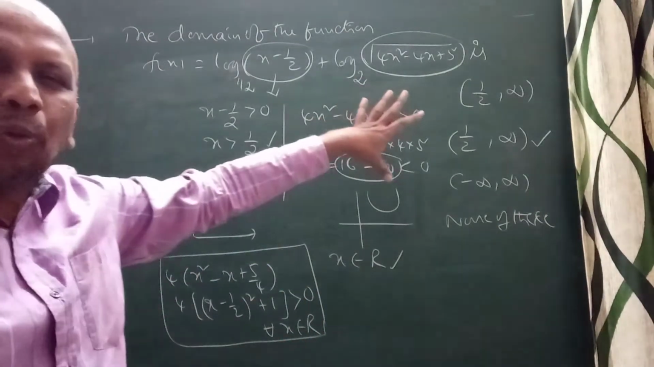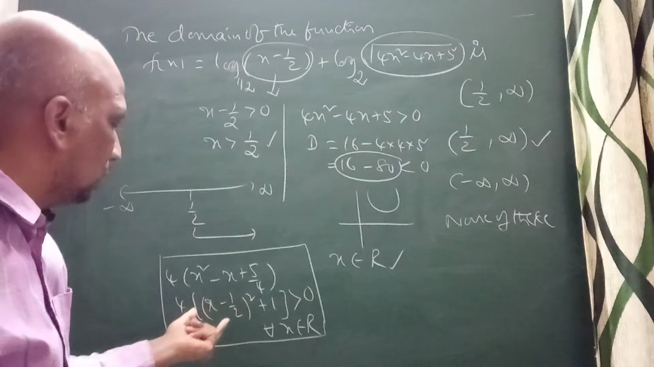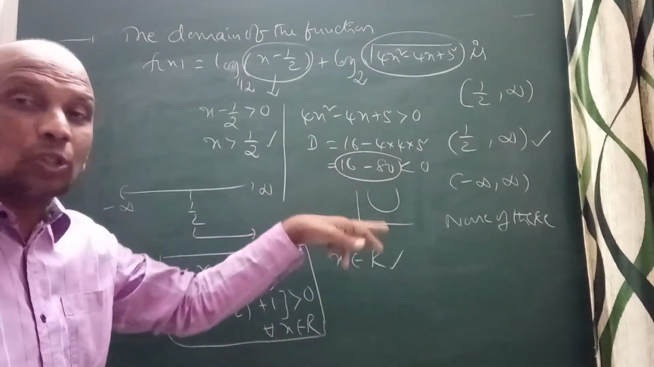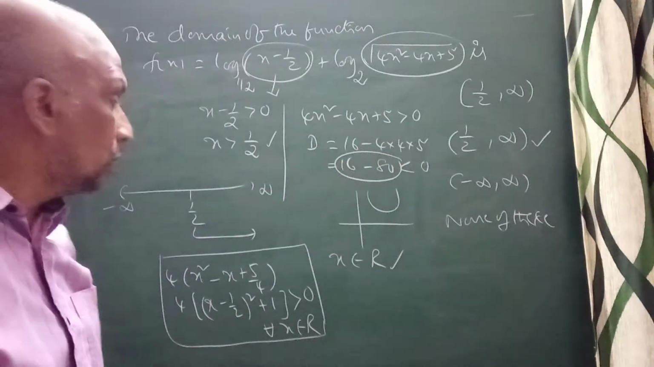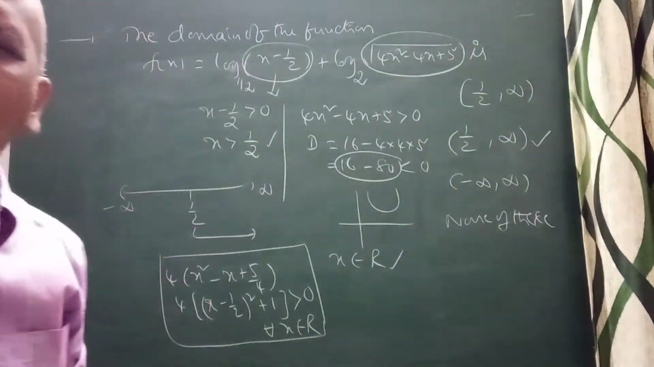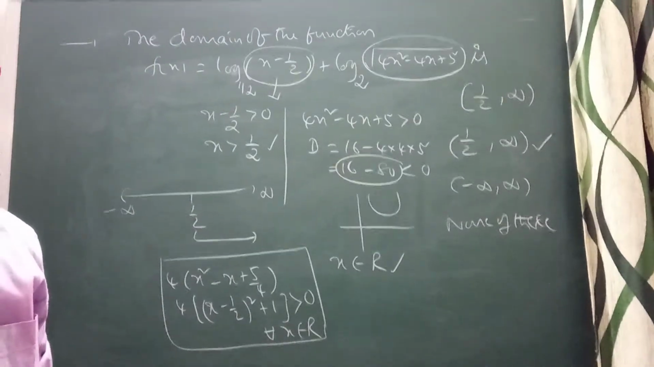But this is one way to understand the concept. Otherwise, you can do it like this, always positive. In any one of the methods, the domain of this is R. So comparing this, your answer is 1 by 2 comma infinity. Now I will explain the next problem.